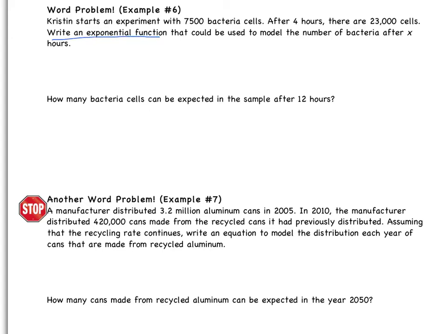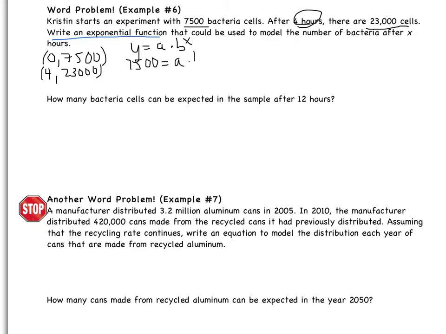It says she starts the experiment with 7,500 cells. So when time is 0, she has 7,500 cells. It says after 4 hours, there are 23,000 cells. Okay, now this is exactly the same information we had before, so we can write an equation. We're going to start with y equals a times b to the x. Substituting in my first point, I have 7,500 equals a times b to the 0. B to the 0 is just 1, so I get a equals 7,500.